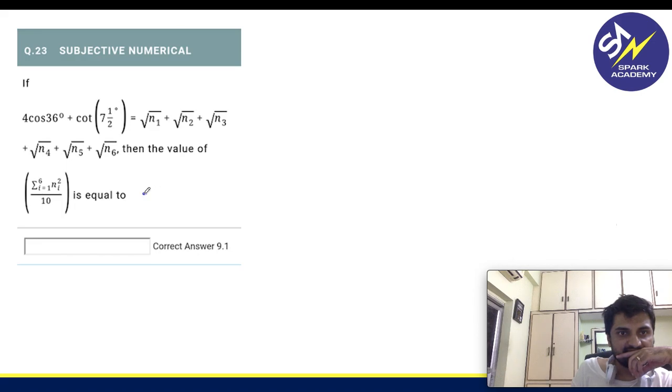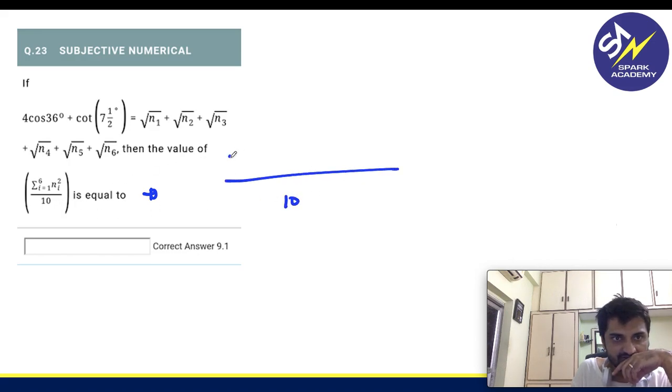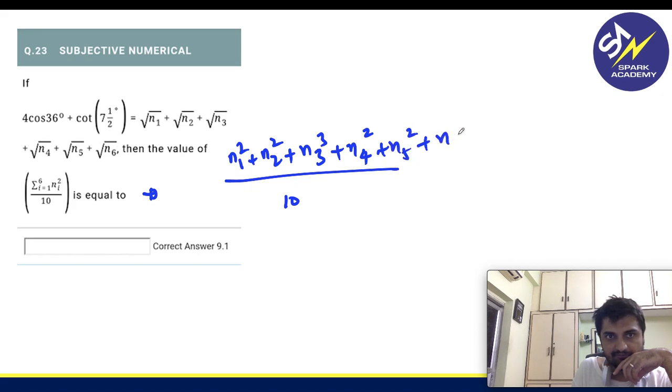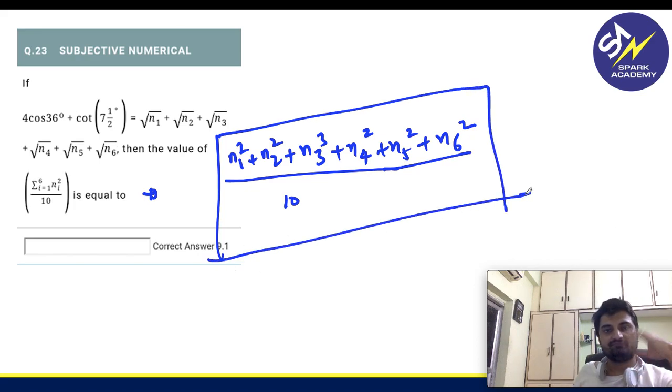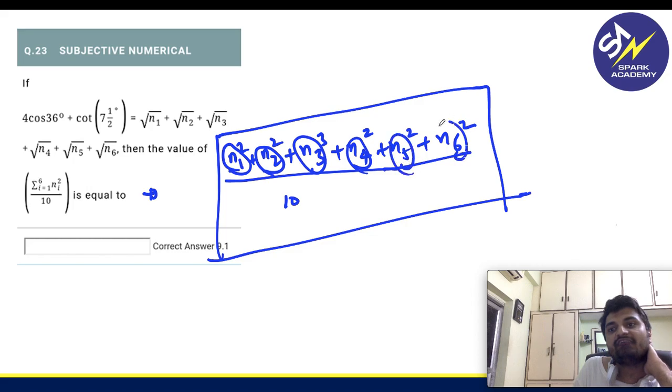Basically what we are asked to find out is the summation. Let me expand this summation: by 10, you will get n1 square plus n2 square plus n3 square plus n4 square plus n5 square plus n6 square, all divided by 10. So now you need to identify your n1, n2, n3, n4, n5 and n6. How would you do that identification?